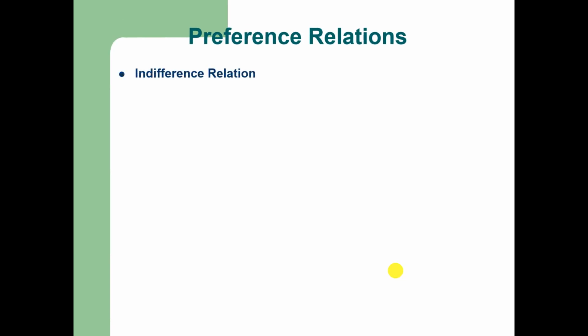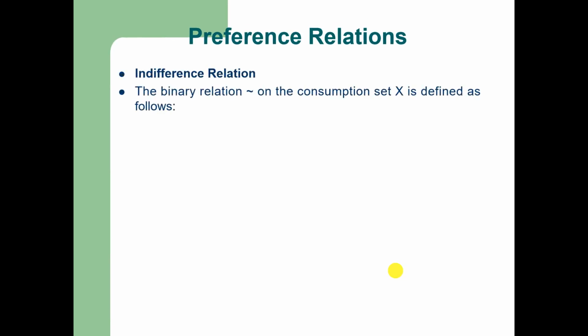Then we have the indifference relation. The binary relation denoted by tilde on the consumption set X is defined as follows. Bundle X1 is indifferent to bundle X2 if and only if X1 is at least as good as X2 and X2 is at least as good as X1.